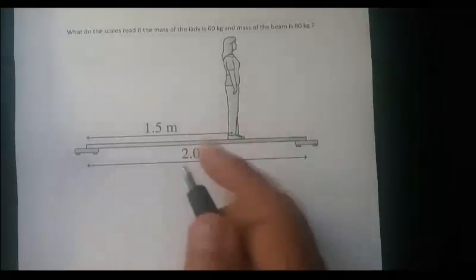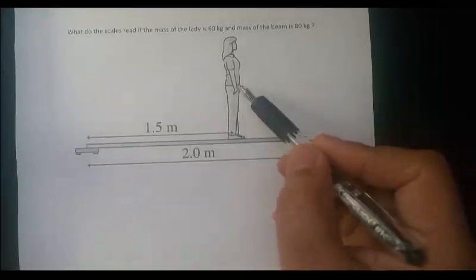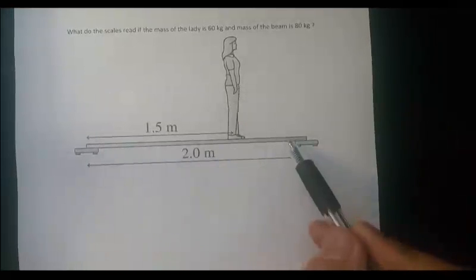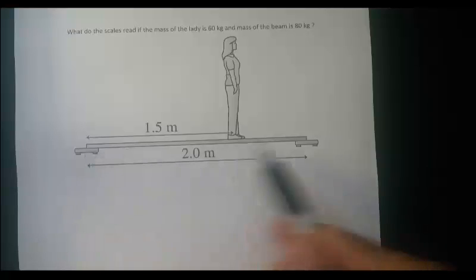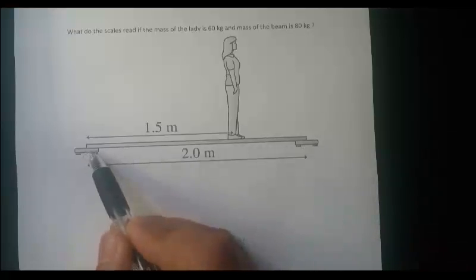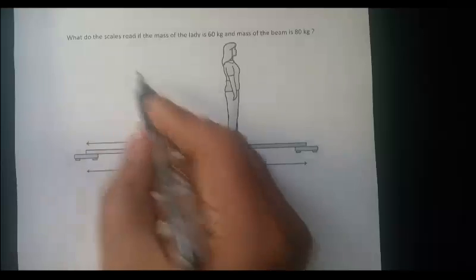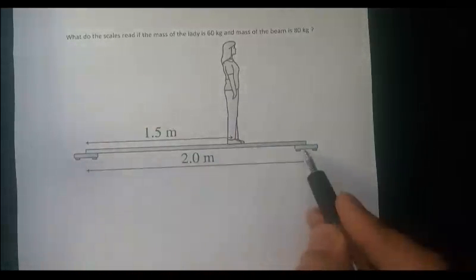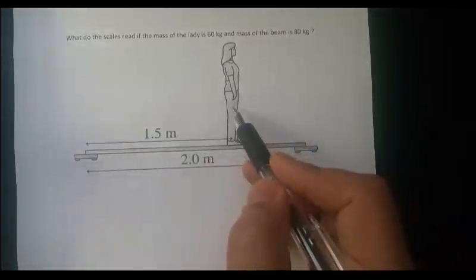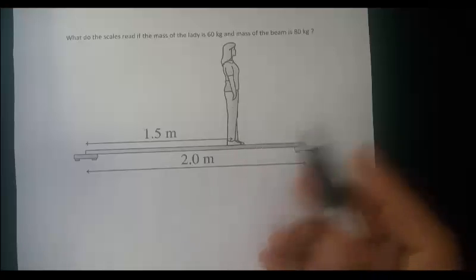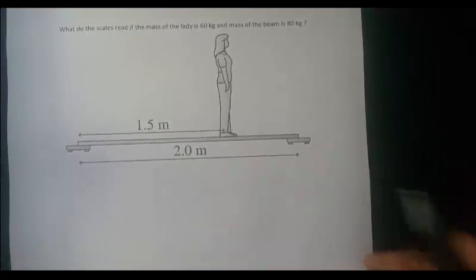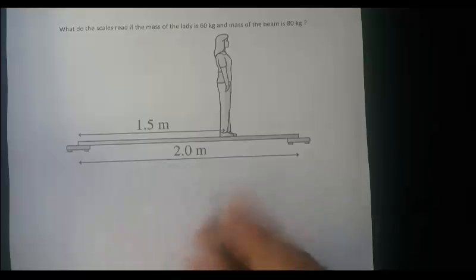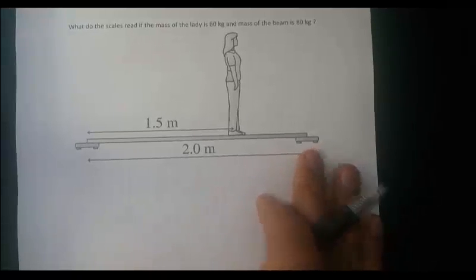So here's the problem. This lady is standing on a platform bar, and the platform itself stands on two mass scales, and it's asking what the scale readings are. These two mass scales, what is the scale reading in newtons? The lady is 60 kilograms and the mass of the beam is 80 kilograms. So the rule is, when you solve a static equilibrium problem, the first rule is to draw a clear free body diagram, force diagrams.